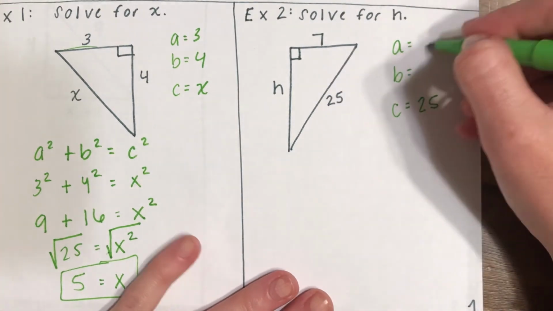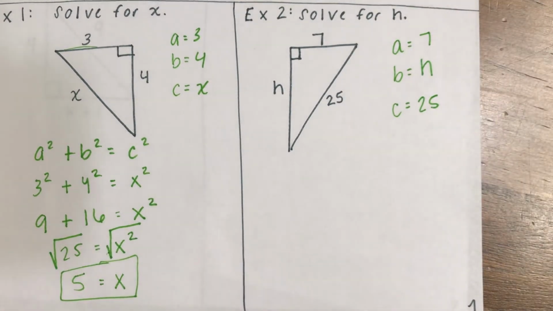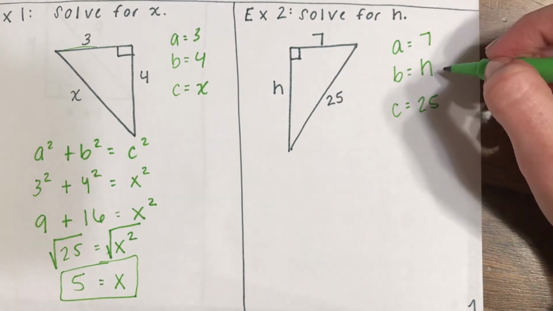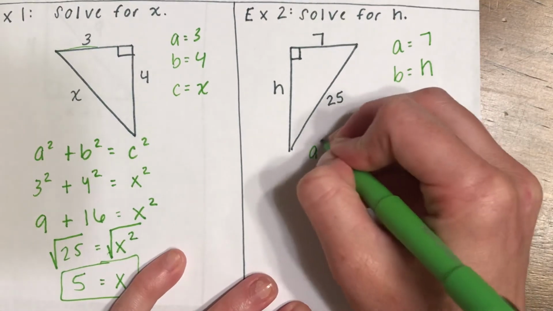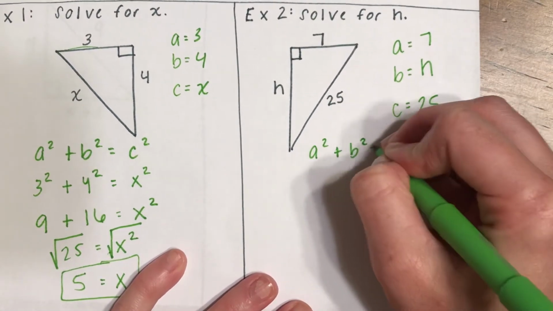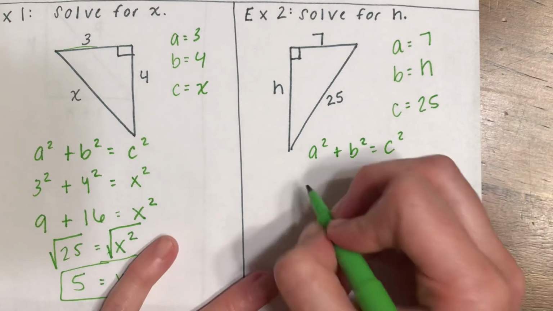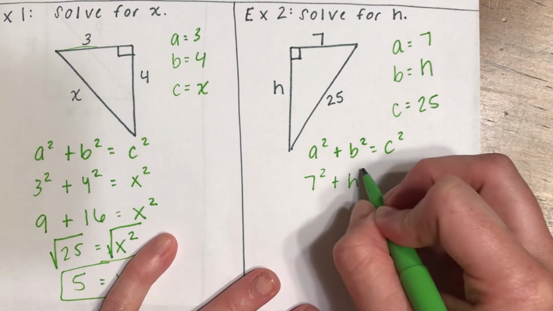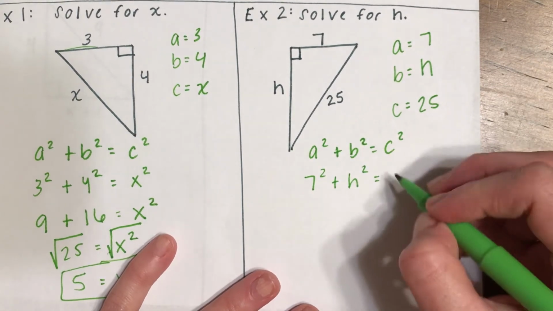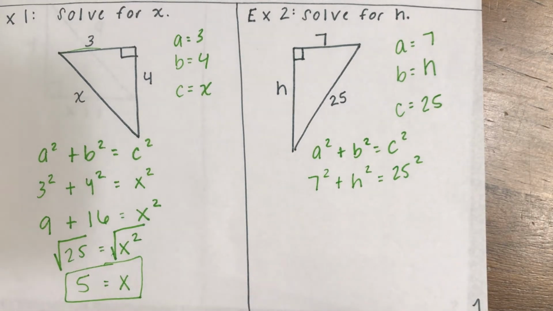Okay, so I'm going to say A is 7, B is our H. Or you could do A is H, B is 7, you'll get the same answer. Okay? And at some point, you won't have to write down the formula and the letters. You can just plug it in. Okay? All right, so A is 7, B is H, and then C is 25 squared.